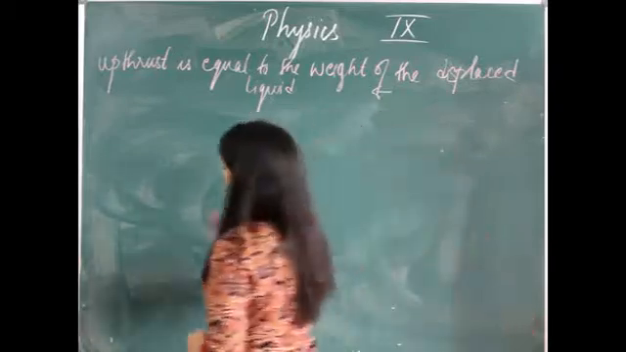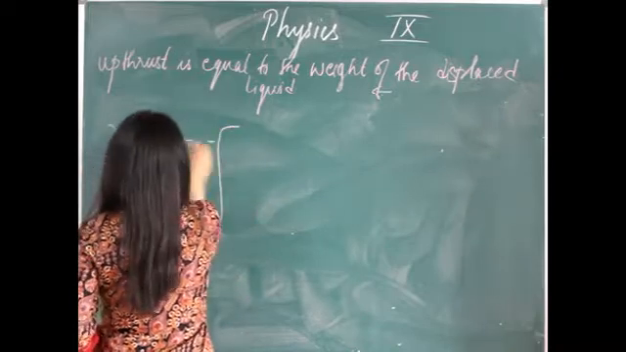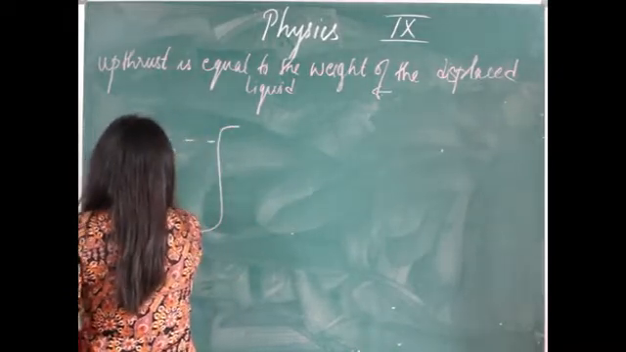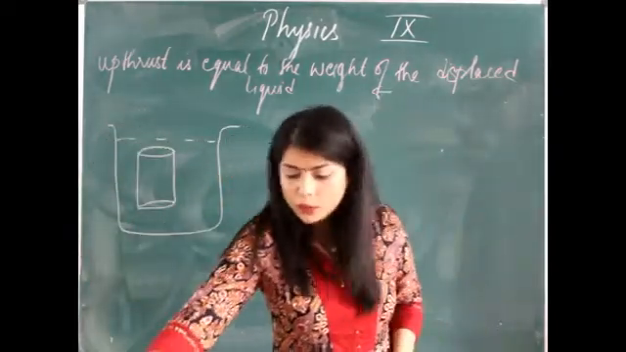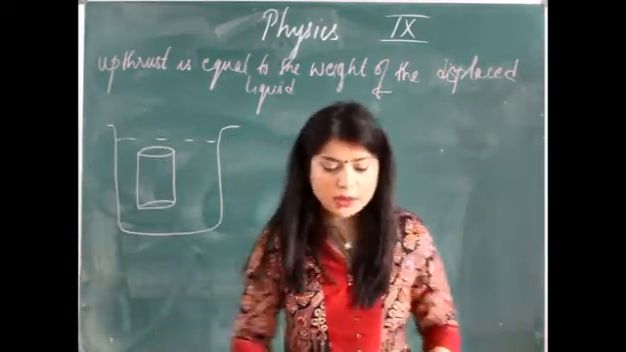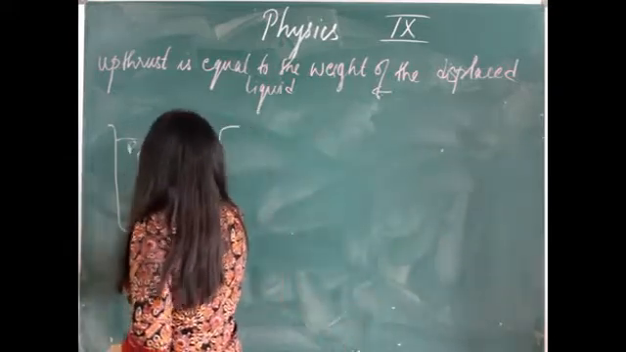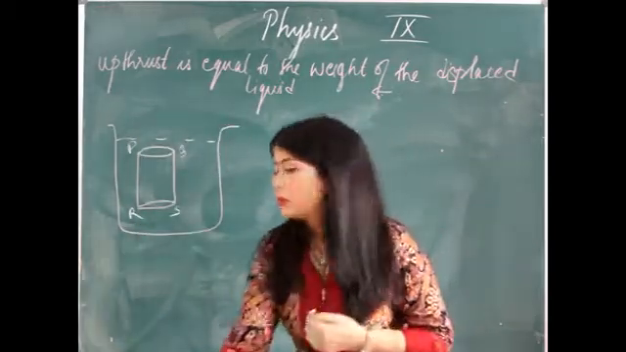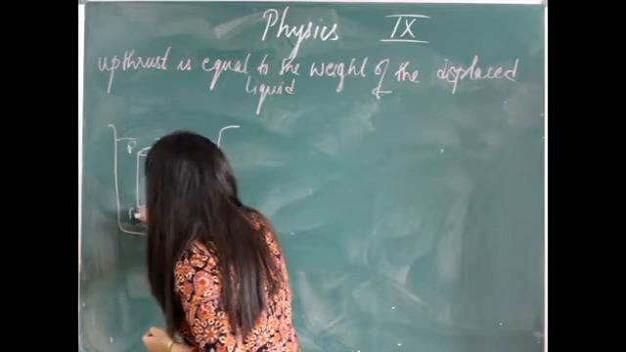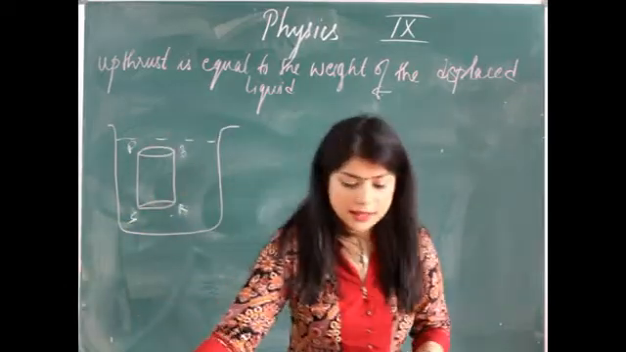First of all, we'll draw a diagram which is also given in the book. Here is a liquid. Inside the liquid, a cylindrical body is placed. So we are considering a cylindrical body PQRS, which is kept inside the liquid.